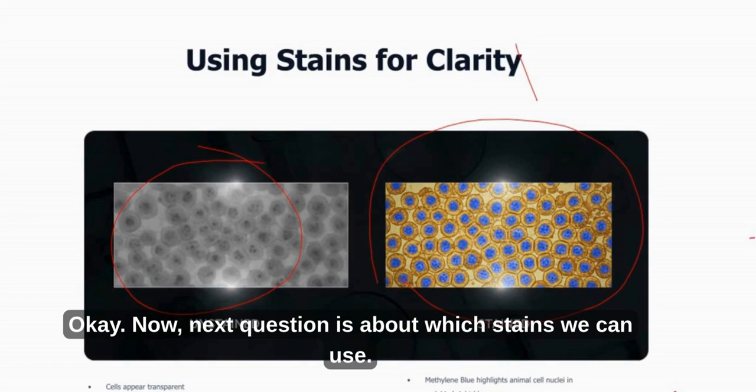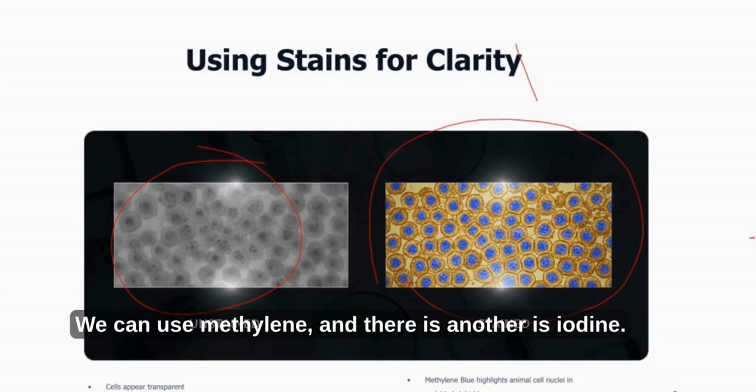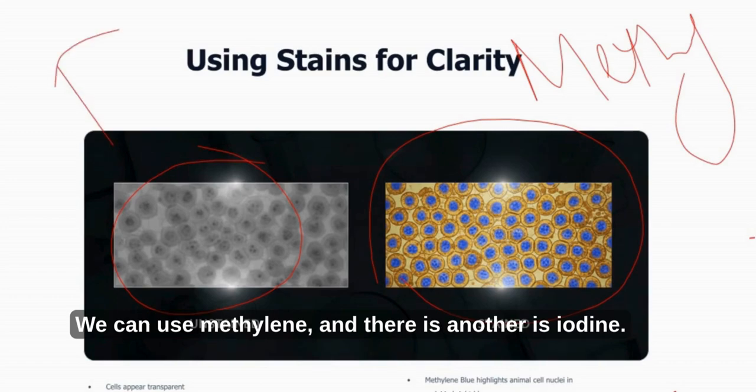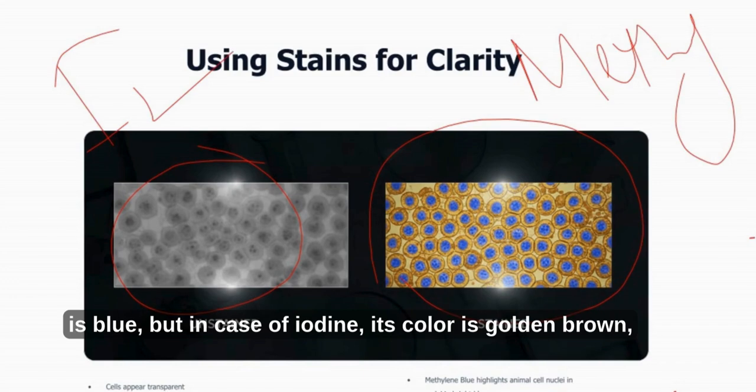Now the next question is which stains we can use. There are two types of stains. We can use methylene blue, and the other is iodine. The color of methylene stain is blue, but iodine's color is golden brown.